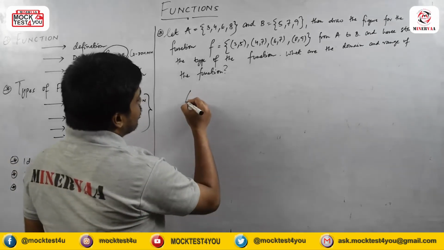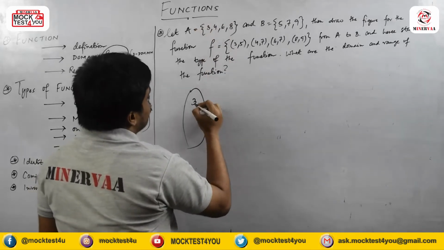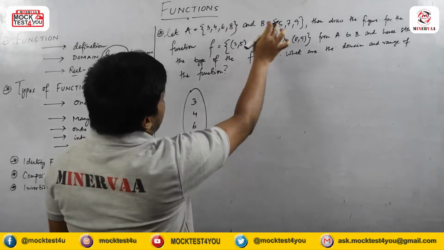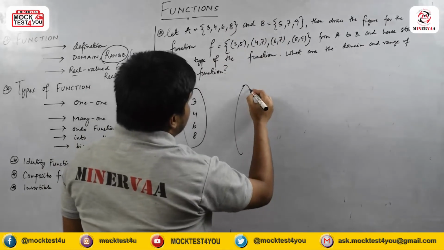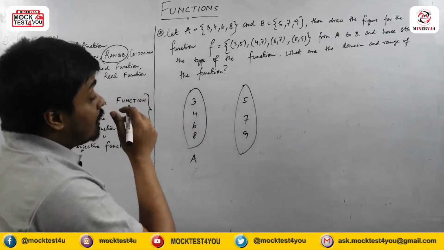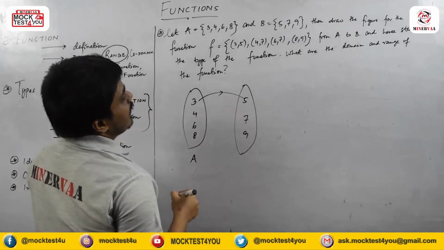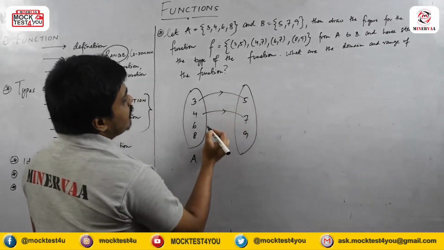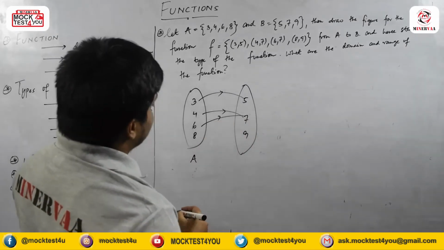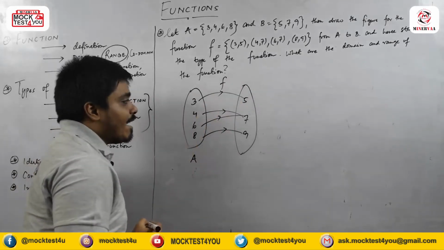So what are the first elements? 3, 4, 6, 8. This is my A. And we have B as 5, 7, 9. So how did they do the mapping? 3 with 5, then 4 with 7, then 6 with 7, then we have 8 with 9. So this is how they have done the mapping. So this is my F.